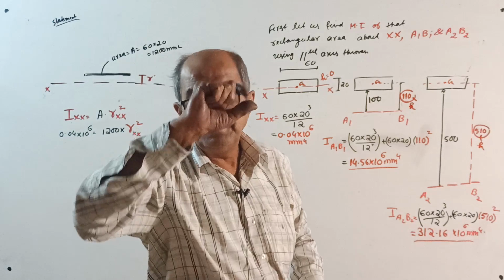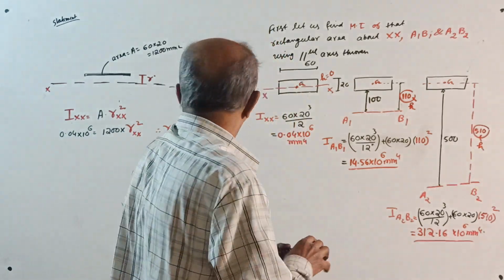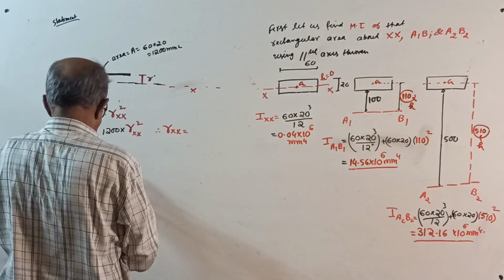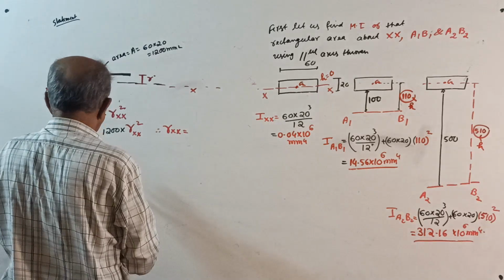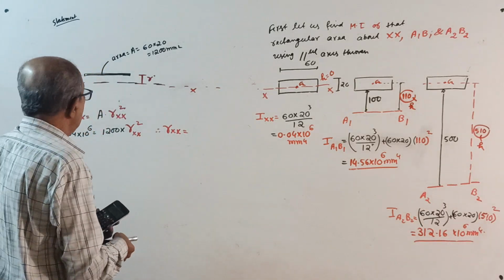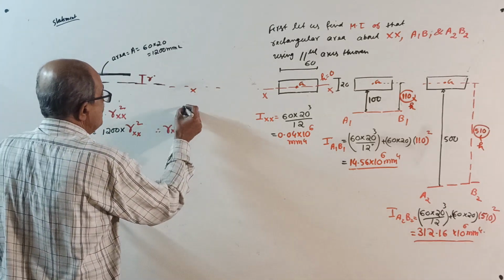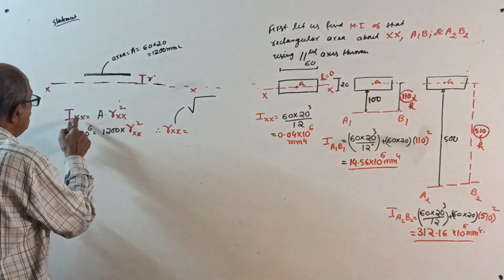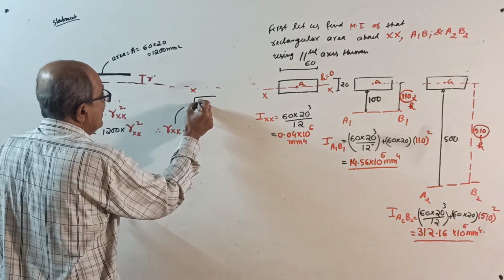You will get r about xx equal to, I don't have to calculate, I know it: it is thickness by root 12. Okay, I'll calculate: 0.04 into 10 to the power 6 divided by 1200, or it is root of I by A. I will tell you later. The formula is I equals A r square, so r equals root of I divided by A.